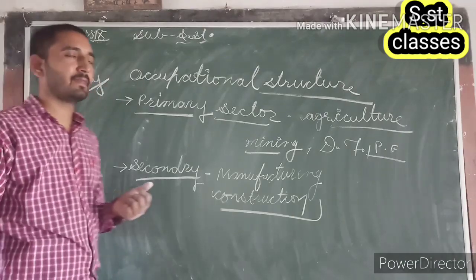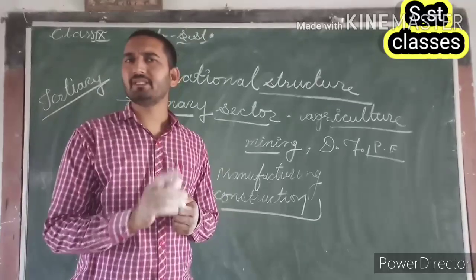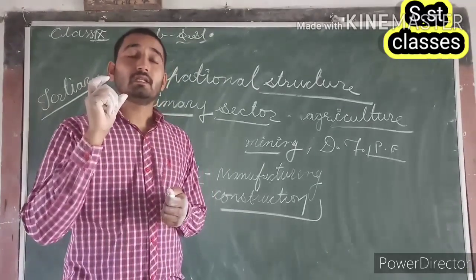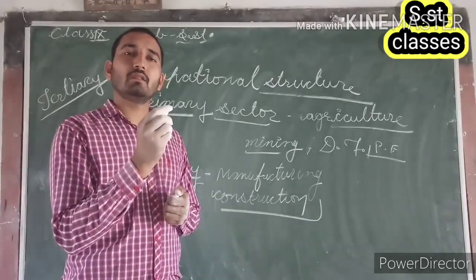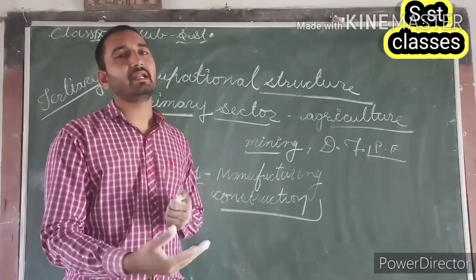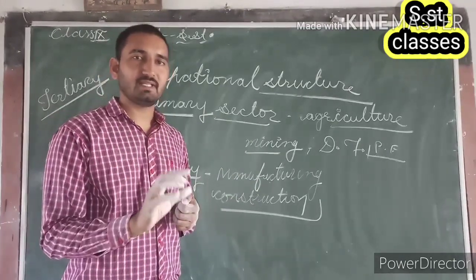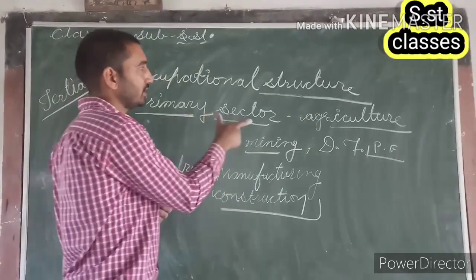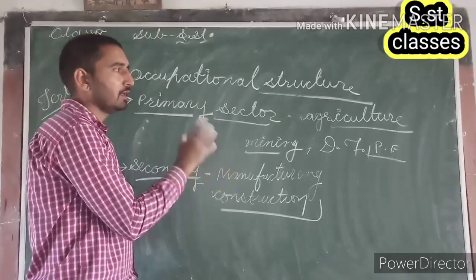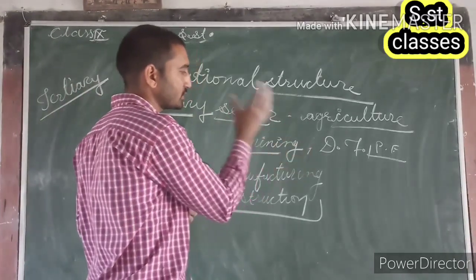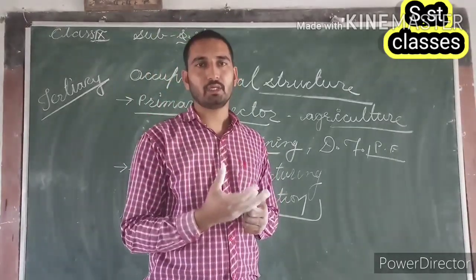Now after that the next sector of economy is the tertiary sector. So guys, the first sector is the primary sector. If we define the primary sector, then we can say that the sector of economy where the natural resources are used in direct form, that is called primary sector. The occupations related with the primary sector are generally related with agriculture, mining, dairy farming, poultry farming and the quarrying work.